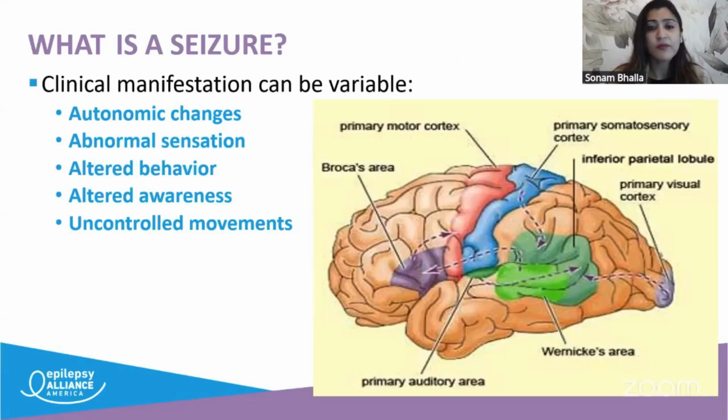Based on where in the brain, seizures can have autonomic changes with heart rate changes, blood pressure changes, like heavy breathing or not breathing, going apneic. You can have abnormal tingling, a marching sensation in your body that goes from one side to another. You can have altered behavior, altered awareness, and then motor symptoms, like I mentioned.